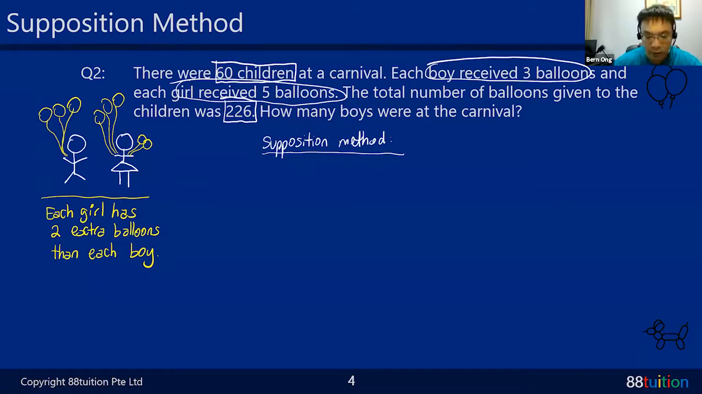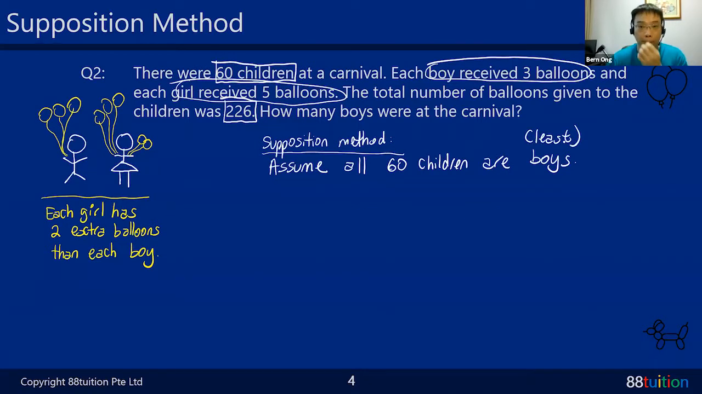Okay. All right, so supposition method, you have to assume what? So I'm going to assume who got the least balloons? Boys. All right, assume all 60 children. Assume all 60 children are boys. How come? Because boys got the least balloons.